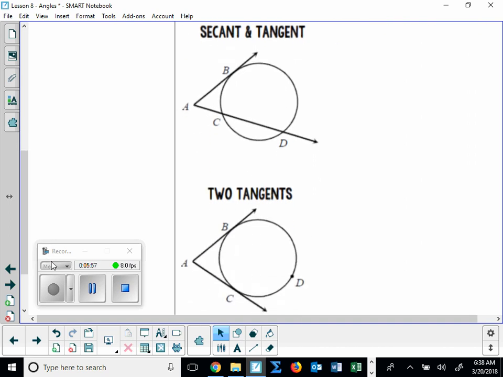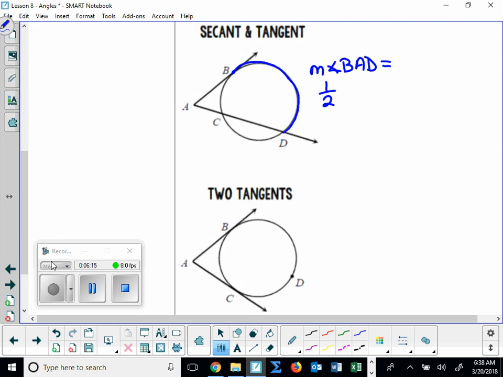What if we have a secant and a tangent? AB is our tangent and AD is our secant. The measure of angle BAD is going to equal half the measure of the larger arc, BD, minus, and I'm going to pick up another color here, the measure of the smaller arc, BC. I picked up the other color because point B was shared by both arcs, and it helps to see it separately.